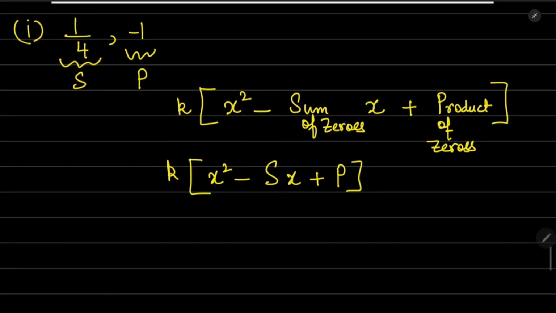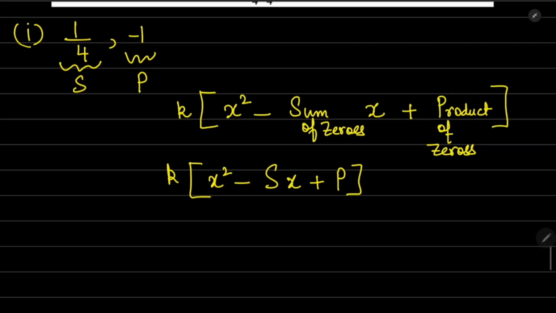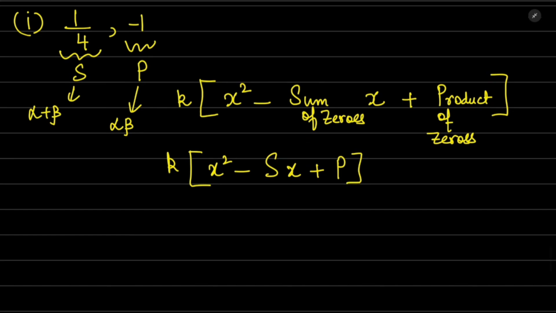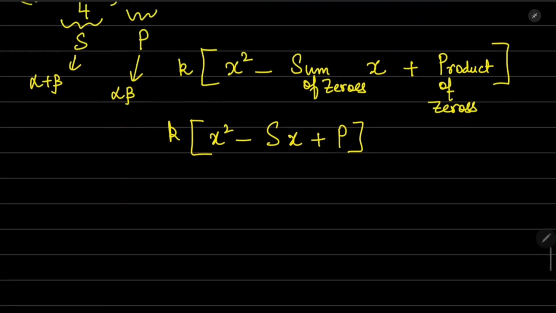So let's just substitute. And you should also remember that there cannot be one polynomial. The sum, alpha plus beta, is 1 by 4 and the product of the zeros, alpha into beta, is minus 1. You can have n number of quadratic polynomials with this 1 by 4 as the sum and minus 1 as the product. So you should always specify this letter k. K can be anything. K can be 1, it can be 1 by 2, it can be 1 by 4, it can be 2. So always mention k here.